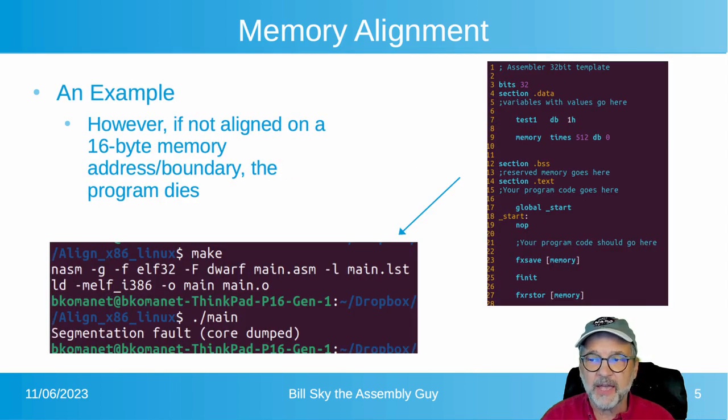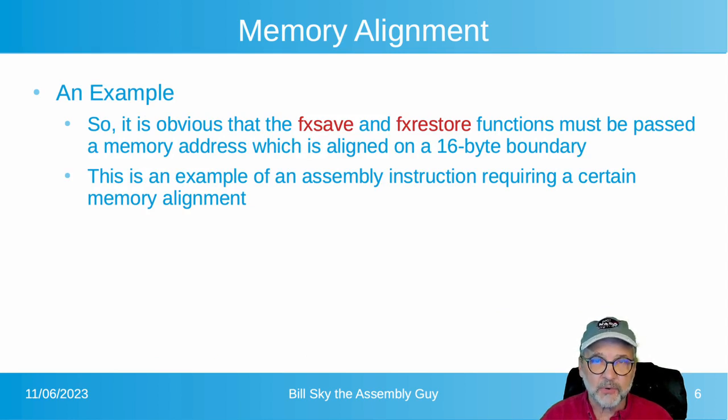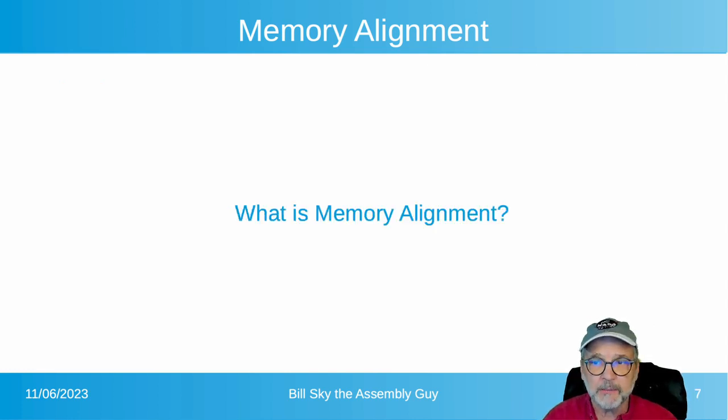It's actually FXRSTOR and not FX restore. So pardon me on that. So it's not just obvious to me, but it's actually documented in the Intel programmer's guide that it must be aligned. The memory location where you're backing up the FPU must be aligned on a certain byte count boundary. So this is an example of an assembly language instruction requiring a certain memory alignment.